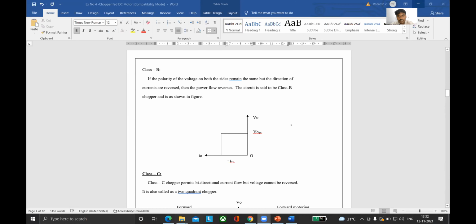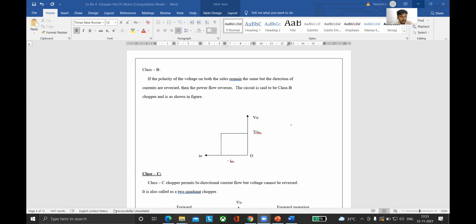Here I am not showing the circuit diagram. Generally, class B chopper can also be called regenerative braking. In regenerative braking, or class B chopper, or step up chopper, the output voltage is always more than the input voltage. That's why class B chopper can also be called a step up chopper or regenerative braking. It means the power always flows from load to source.